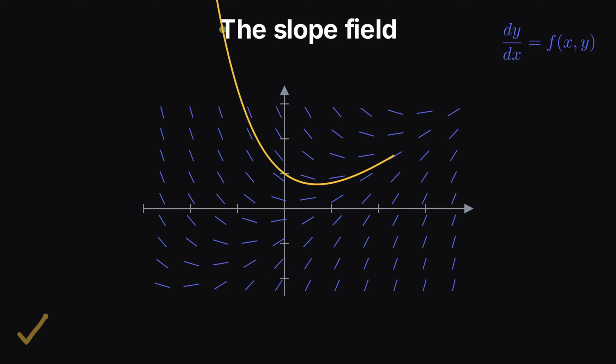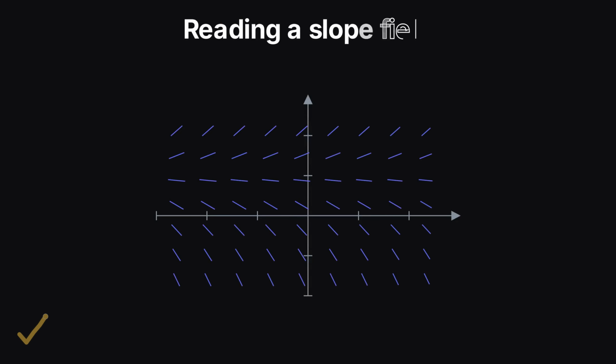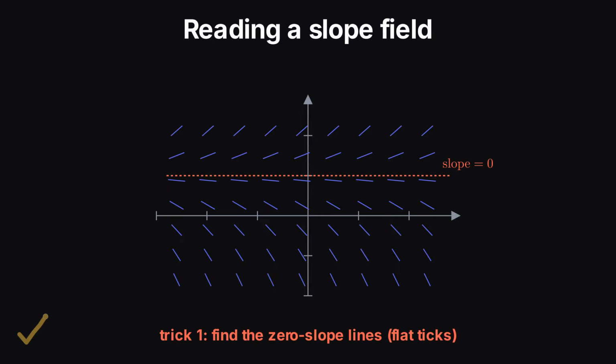Now drop an initial point and just follow the arrows, always moving in the direction the local tick points. The curve you trace out is a solution to the equation, and different starting points give you a whole family of solution curves. To match a field to its equation, the fastest trick is to hunt for where the slope is zero, the perfectly flat tick marks. Those zero slope lines pin down the equation almost instantly.